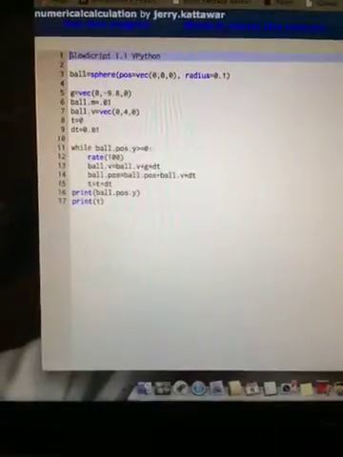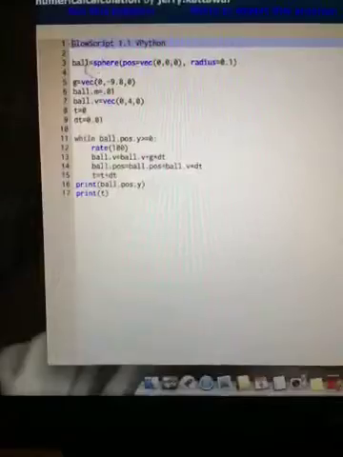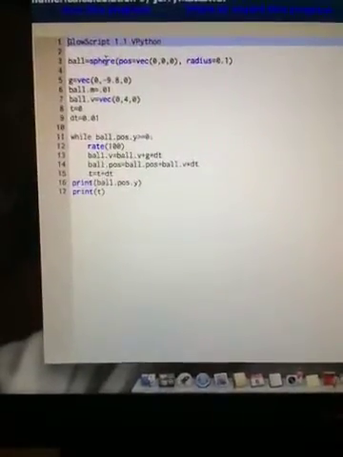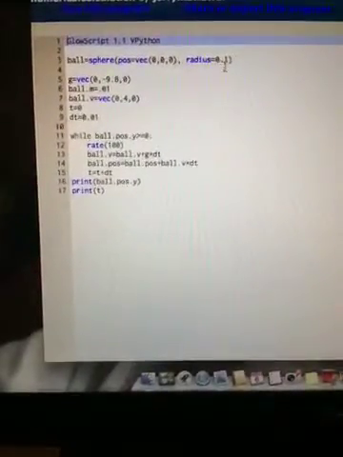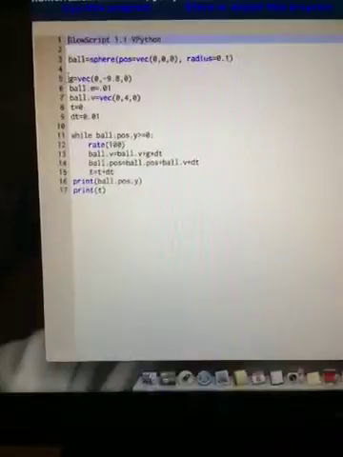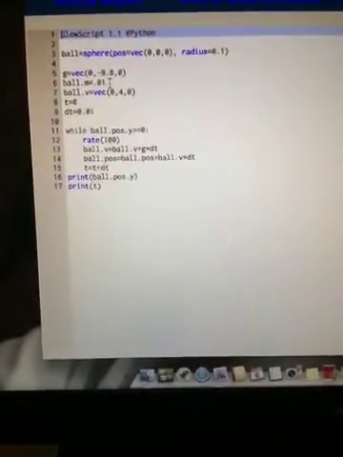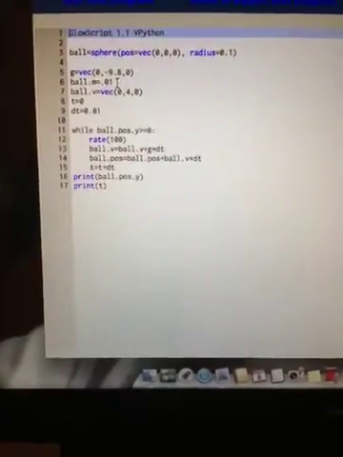Run numerical calculation for the glow script, and here we created the ball. We made it a sphere, and the position is at the origin at 0, 0, 0. The radius of the ball is 0.1 meters. Some constants are the gravity vector, which is negative 9.8 meters per second squared in the y direction.